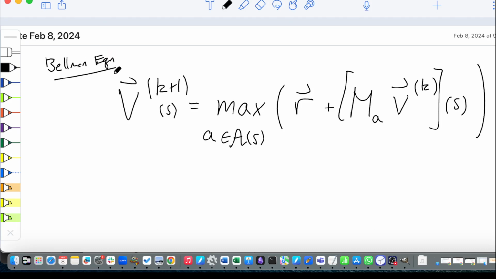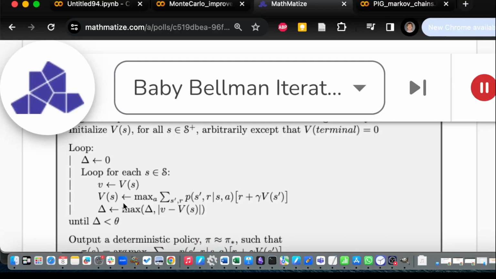Why am I saying this? Well, in the algorithm, it looks like they did it differently. But it's actually the same thing. It's the maximum. They wrote out the sum, and we wrote the matrix, but it's the same thing. And that updates V from what it was before to the new V. And then they keep track of how much it has changed. And if it hasn't changed too much, then they exit.